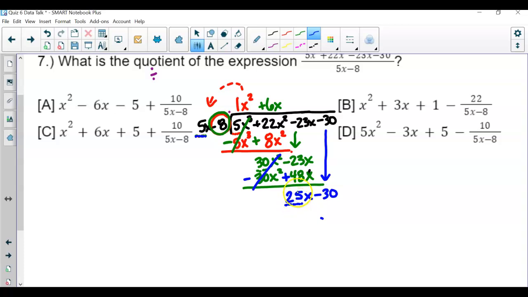5 goes into 25 5 times. So now here, when I multiply, you will get 25x, but don't forget to multiply the 5 to the negative 8, which gives you negative 40. Then one last time, change the signs. Oh, I'm sorry, that's not a positive. That's now a negative. Sorry about that. Then you get 0, but you do get a remainder of 10. So 10 over 5x minus 8. So that's why here, when I take a look, my answer was C.